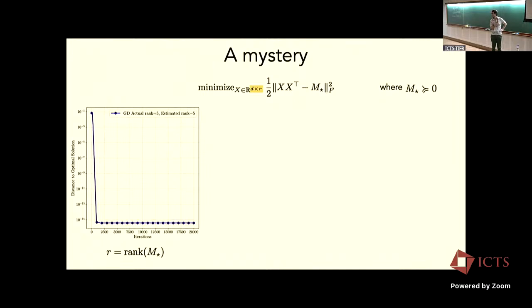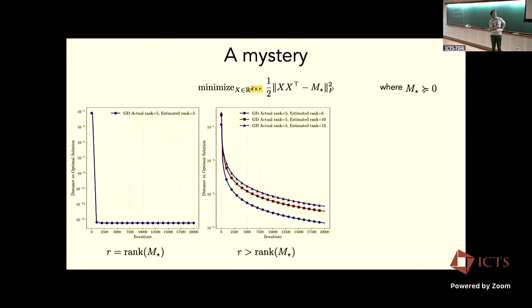Now, as soon as we over-parameterize this problem and increase the rank by, say, one over the rank of M star, what we find is that gradient descent, with an overestimation of the rank by 1, shown here in this blue curve, slows down exponentially. It becomes a very slow, what we call sublinear, plot. The situation only gets worse when we move to rank 10 or rank 15. It just continues to slow down.